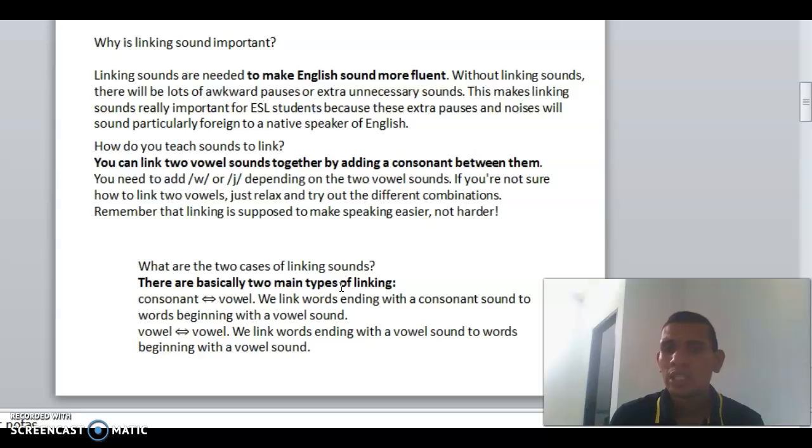What are two cases of linking sounds? There are basically two main types of linking: consonant to vowel, and vowel to vowel. We link words ending with a consonant sound to words beginning with a vowel sound. We also link words ending with a vowel sound to words beginning with a vowel sound.